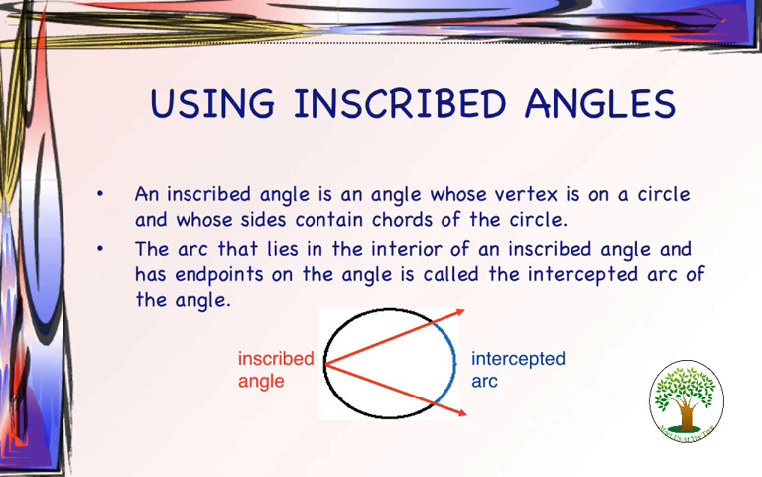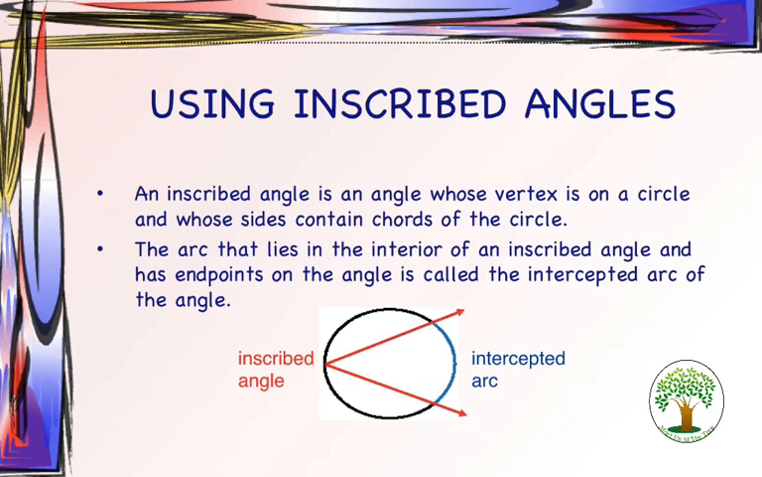An inscribed angle is an angle whose vertex is on the circle and whose sides contain the chord of the circle. I want to remind you that you do have note sheets for this. I would suggest that you color code them similar to what you've been doing in the past. We have our inscribed angle here.